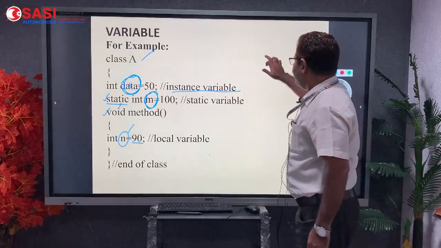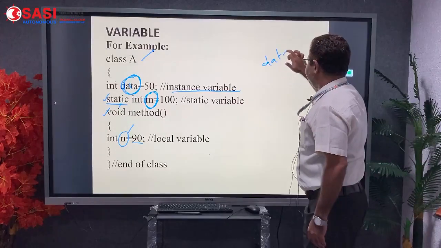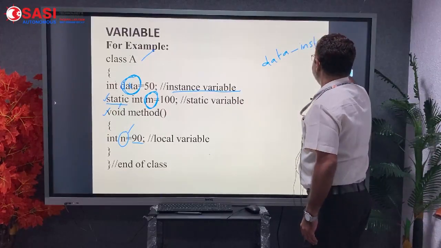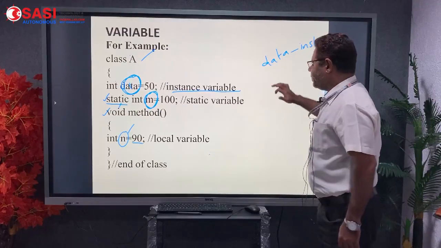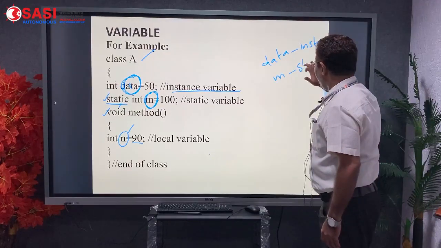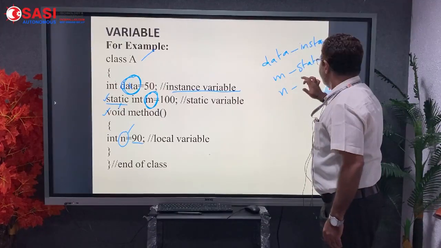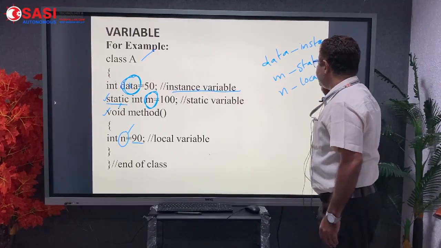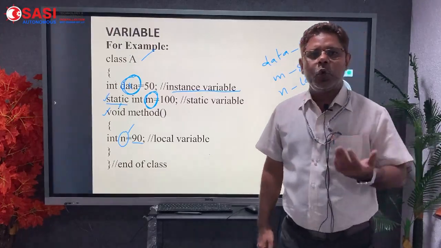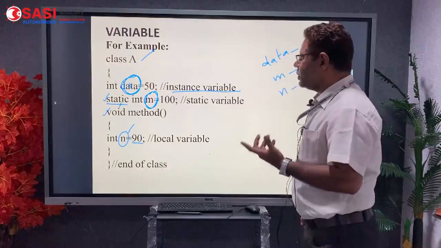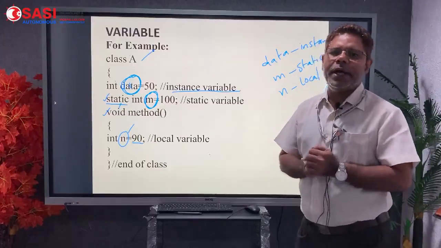So in this example, data is the instance variable, m is the static variable, and the last one, n, is the local variable. So in this way, in Java we have three types of variables. This is the basic idea about variables.